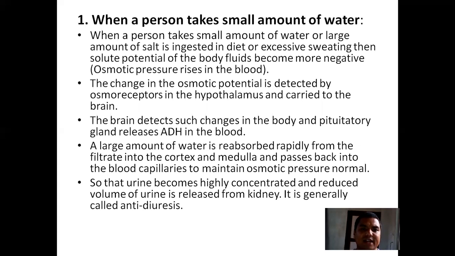or a large amount of salt is ingested in diet or excessive sweating, then the solute potential of the body fluids becomes more negative. The change in the osmotic potential is detected by the osmoreceptor in the hypothalamus and carried to the brain. The brain detects such change in the body, and the pituitary gland releases ADH in the blood. A large amount of the water is reabsorbed rapidly from the filtrate into the cortex and medulla and passes back into the blood capillaries to maintain osmotic pressure normal, so that urine becomes highly concentrated and a reduced volume of urine is released from the kidney. It is generally called antidiuresis.